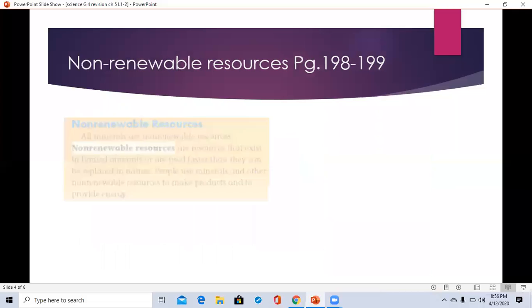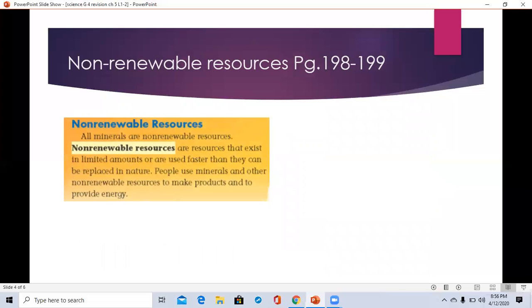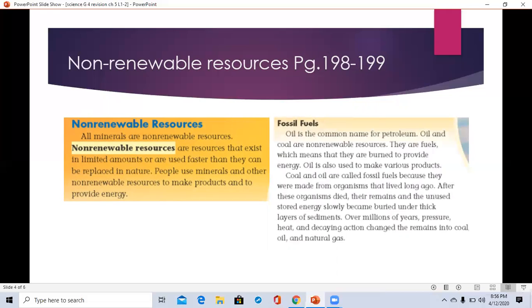Non-renewable resources. Non-renewable resources exist in limited amounts, and they are used faster than we can replace them. People use minerals and other non-renewable resources to make products and to provide energy. For example, oil and gas. These are non-renewable because they are fossil fuels. Now, fossils take a long time to make.